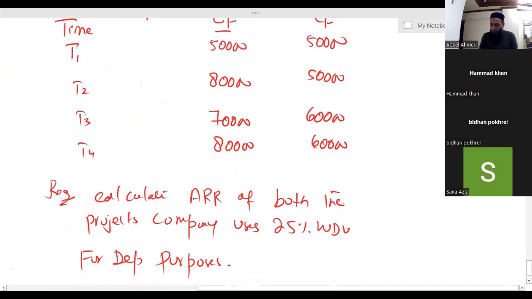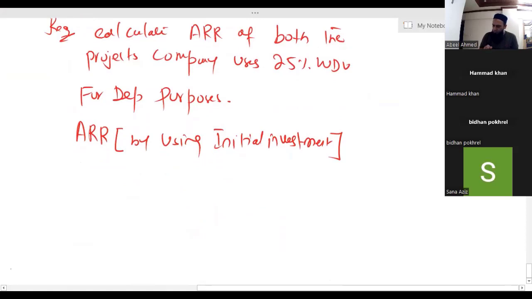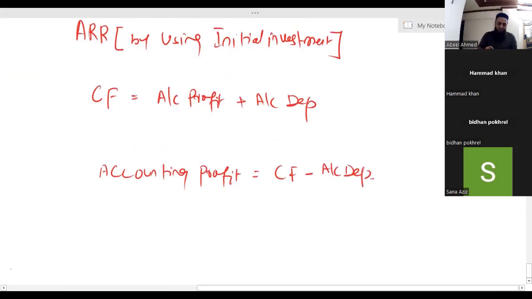Okay, we have discussed one concept. The name of the concept is cash flow is equal to accounting profit plus accounting depreciation, which means that if you need accounting profit, you can get this accounting profit from the cash flows if you deduct accounting depreciation. Okay.